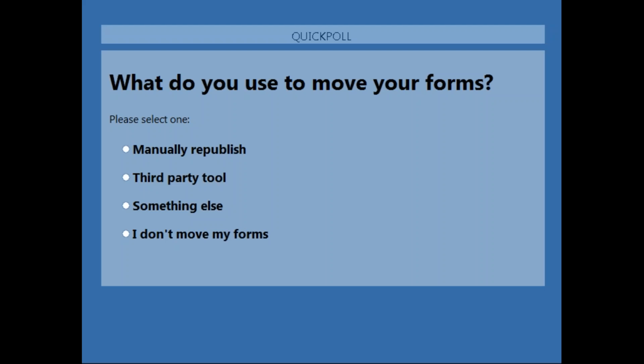Many of you may have discovered that InfoPath forms are very difficult to migrate because of the data connections, and therefore maybe you're manually republishing them and fixing them up when the publish process finishes. That's a nice feature in the publish wizard, but it doesn't always work. And so some people use third-party tools like ShareGate, and Metalogix has one. Maybe you're using something else besides those two. Maybe you're not moving your forms.